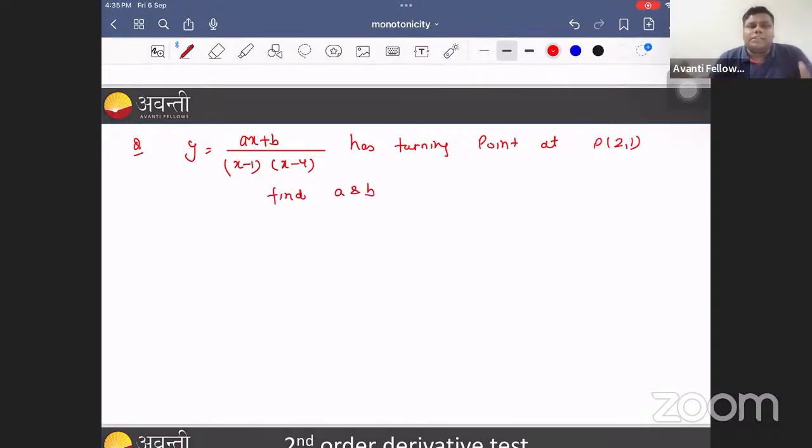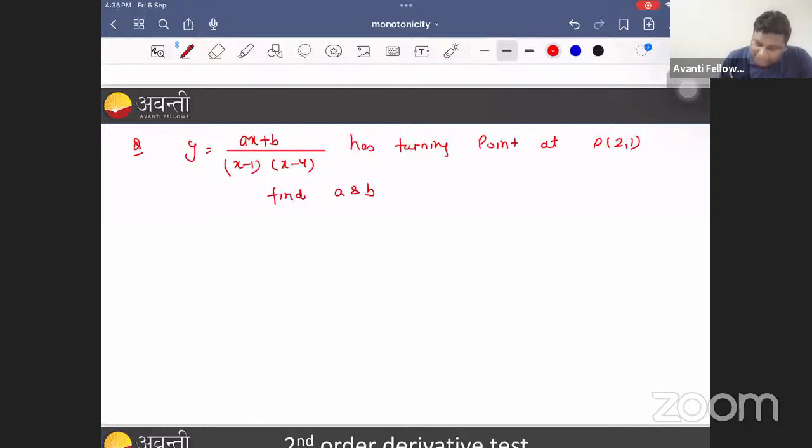Now, first of all, understand the question. This function has a turning point at P(2, 1). So now two situations arise. First of all, this function is itself passing through (2, 1). And if it is having a turning point, it means it is having a maxima or minima at this point. So at this point, the derivative is going to be 0.